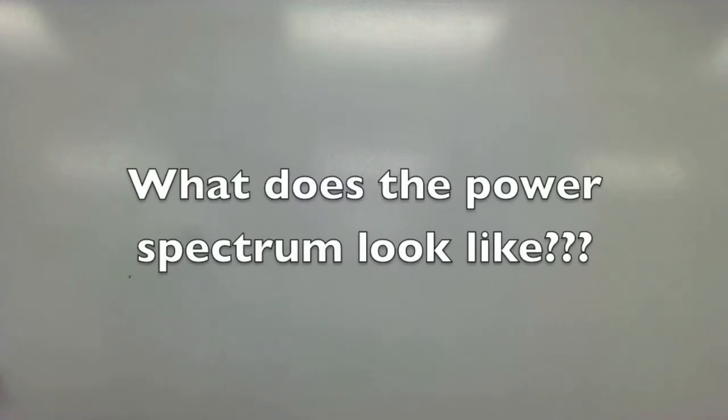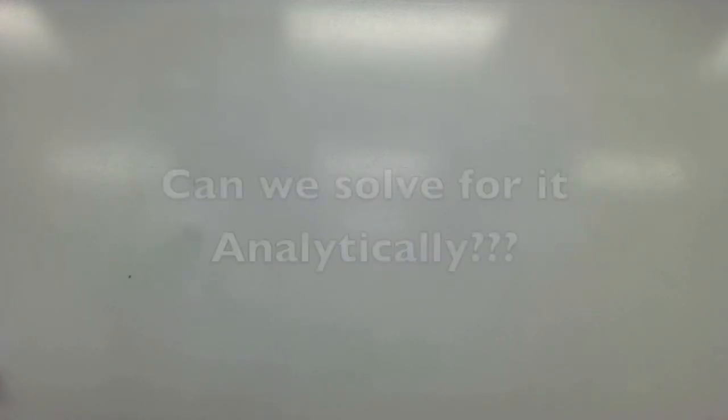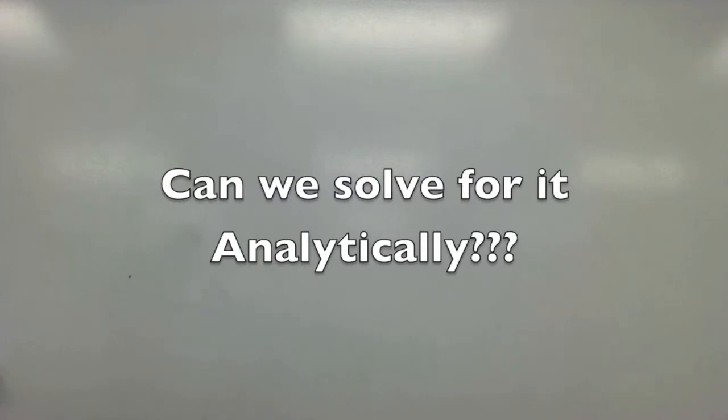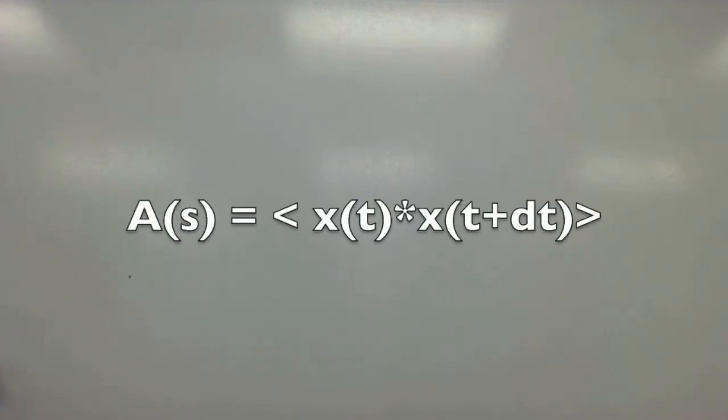Now we are equipped to start asking real questions regarding this signal. One good question to ask for any system of noise is, what does the power spectrum look like? A good follow-up question would be, can we solve for it analytically? While the answer is yes, we do need to introduce a new concept before approaching the problem, namely autocovariance. The definition of which being the average of the product of the signal at a time t and the signal at a time t plus dt.